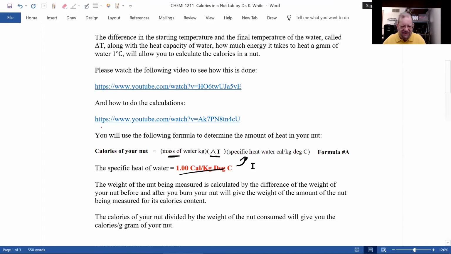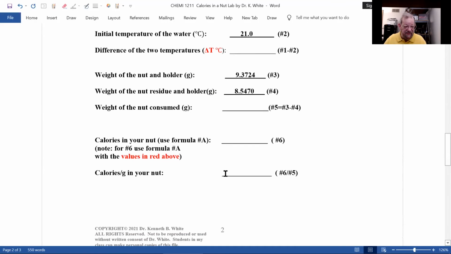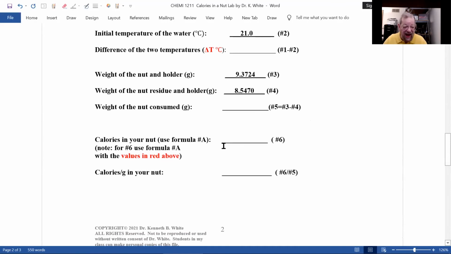That felt good. But anyways, you'll calculate the calories of your nut. Now, if you look at most packages, you'll see it's normally calories per gram. And how do you do that? You divide number 6 by number 5, and that will give you how many calories per gram.